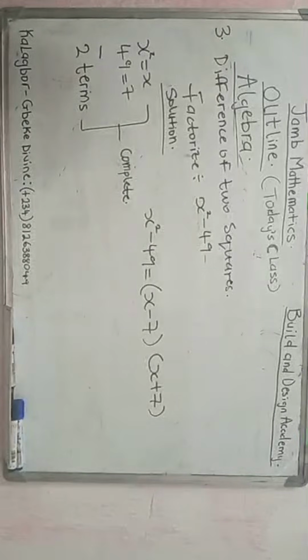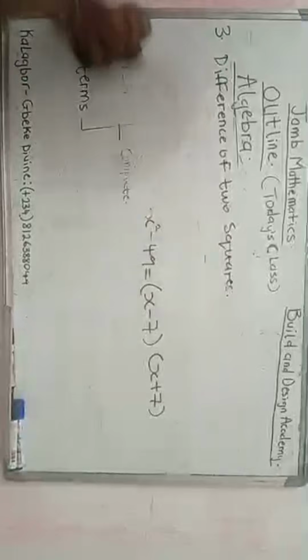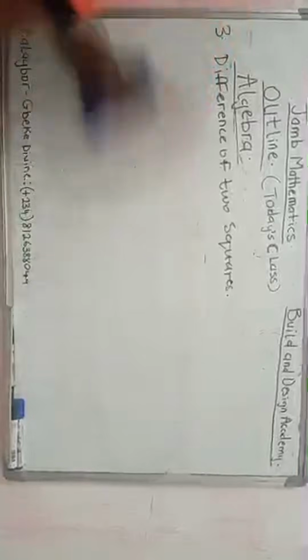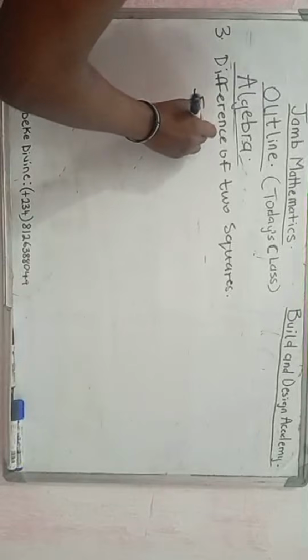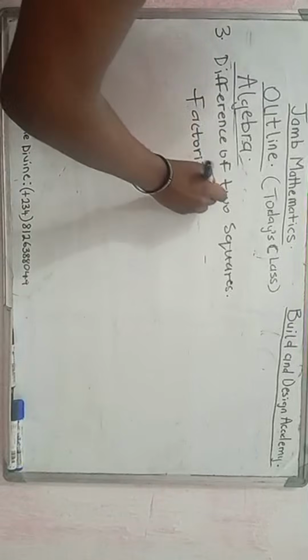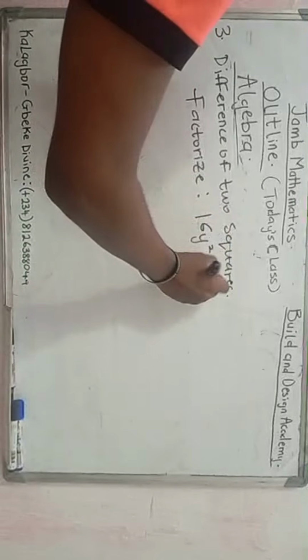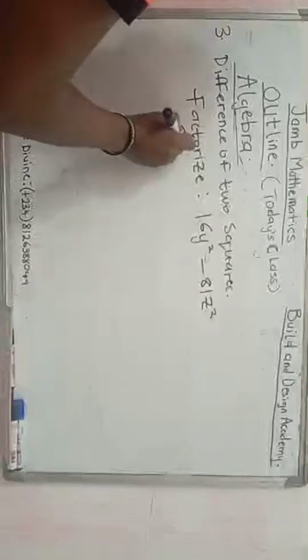So next up, let's look at one more example, then we'll move to the next one. Now, this example says factorize 16y squared minus 81z squared.